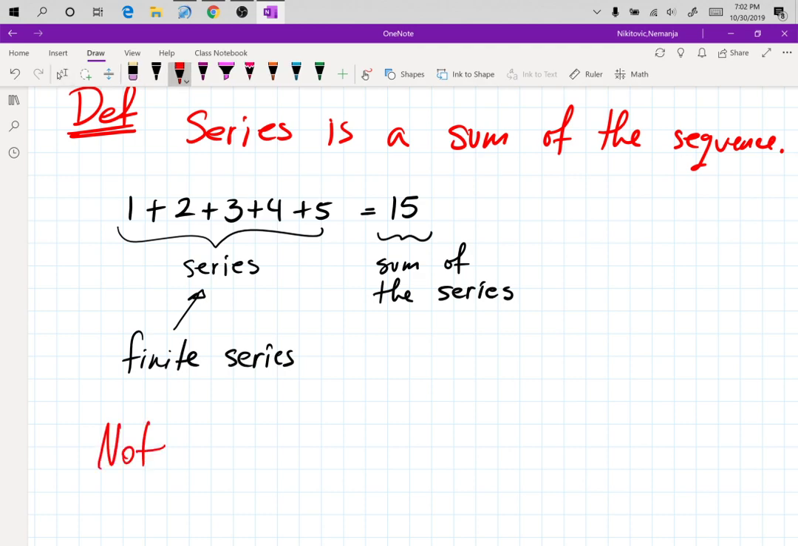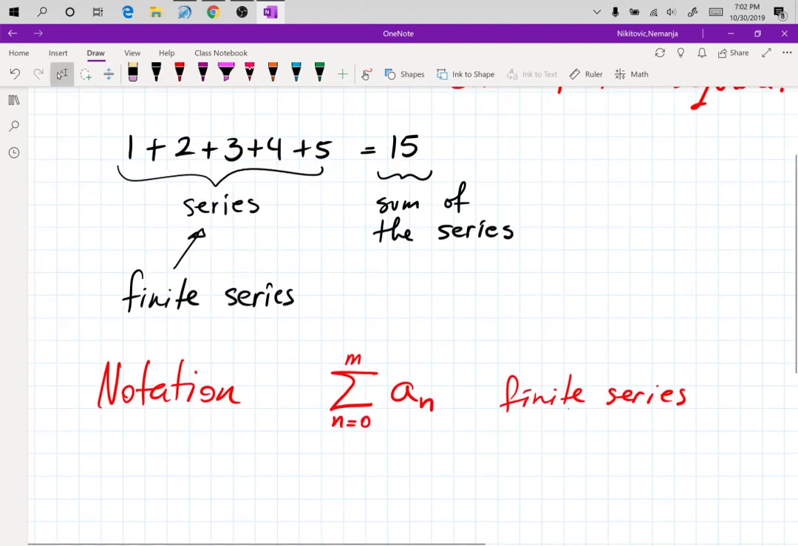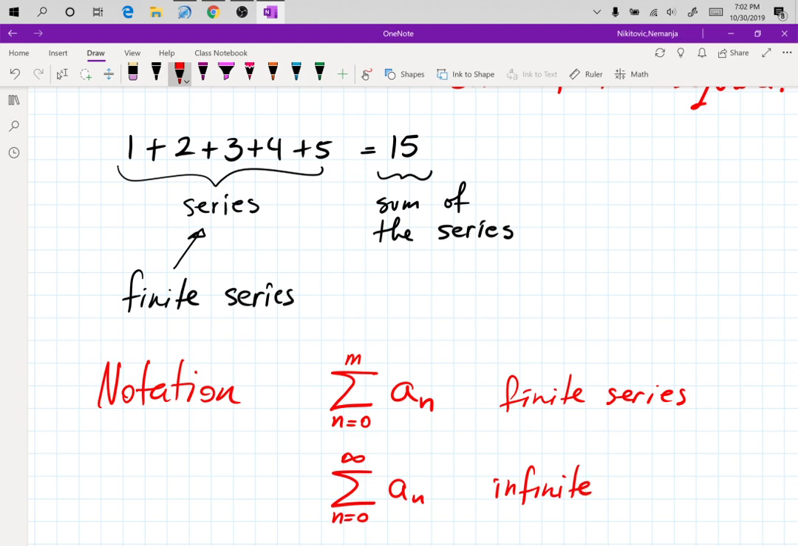So the notation for the series will be the summation of a_n, where n goes from some number, let's say 0 to some value m, for a finite series, and the summation where n goes, let's say, from 0 to infinity of a_n for an infinite series.